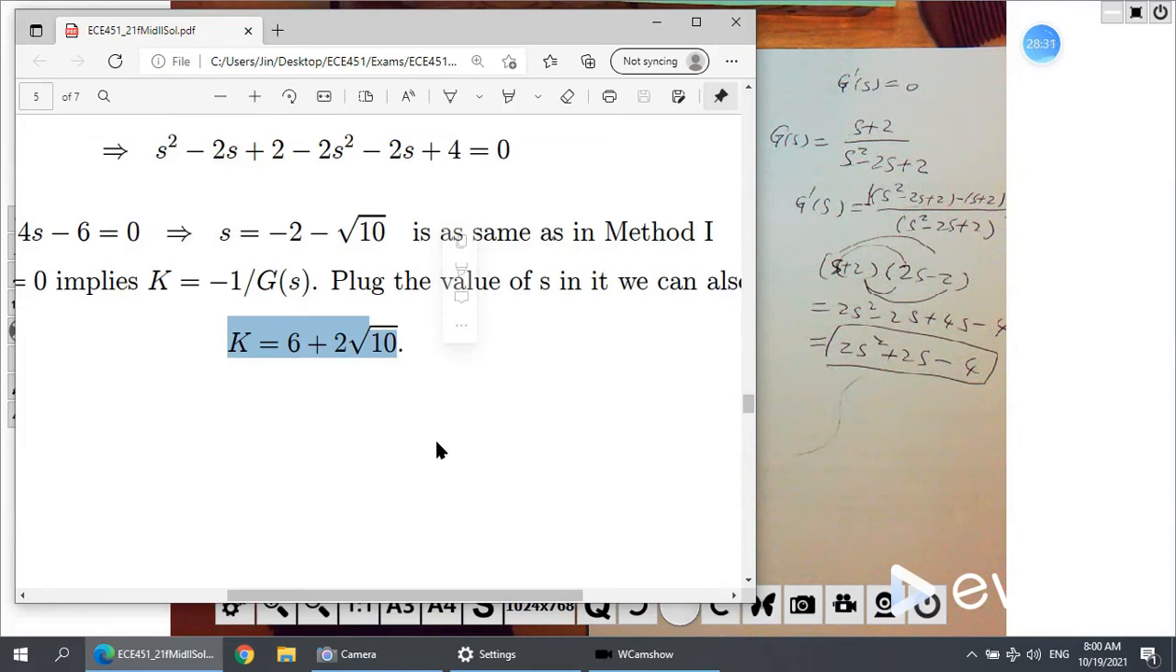I don't work on it. I just show you the way. If you work on this, you should find this one. But you can see this method, you need a lot more complex calculations. Yeah, the result should be this one.